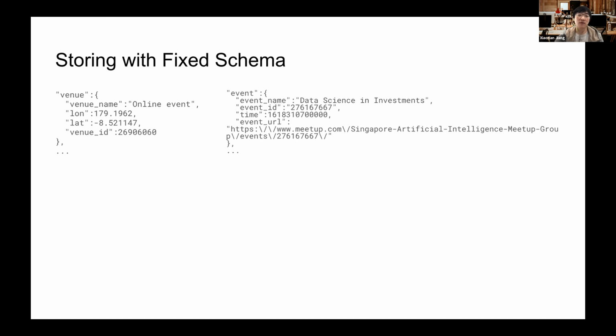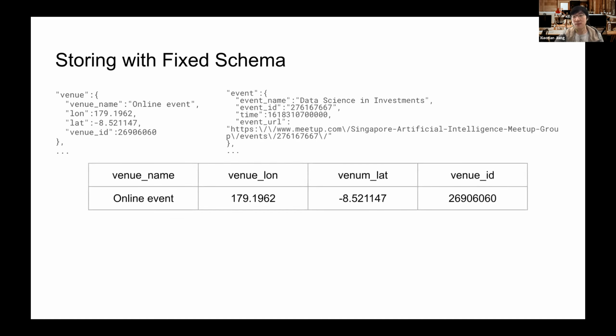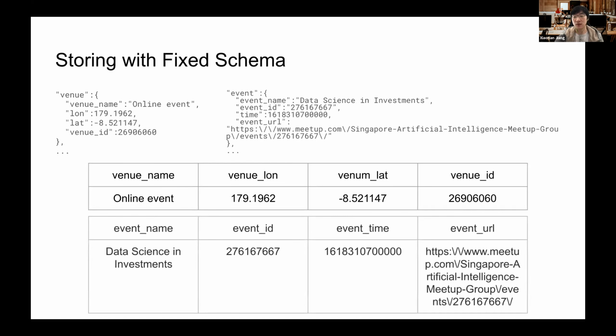For the simple fields, it's very simple. We just map each field to a column in the schema. But how about the JSON fields? For the venue and event, because there's a fixed schema for this JSON blob, we can flatten it. So we can store venue name, venue longitude, latitude, ID, and similarly for event, we can flatten it. We are able to use a fixed schema for them because they are structured data.